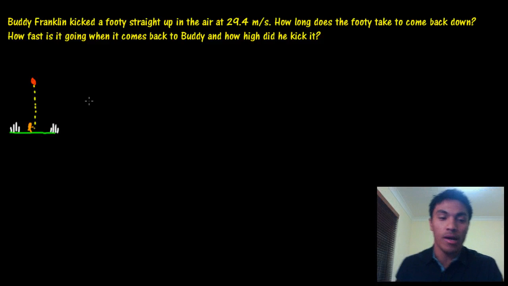Now we're going to talk about a second type of one-dimensional motion that is a little bit different. We're talking about when things go up into the air and what they do, and how do we calculate different bits of data. So let's look at this type of particular problem.